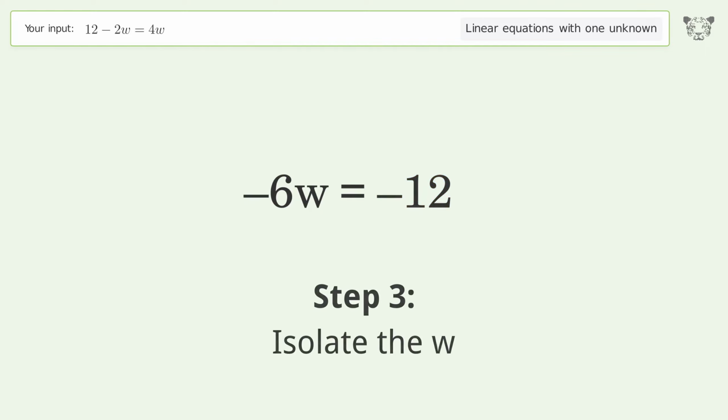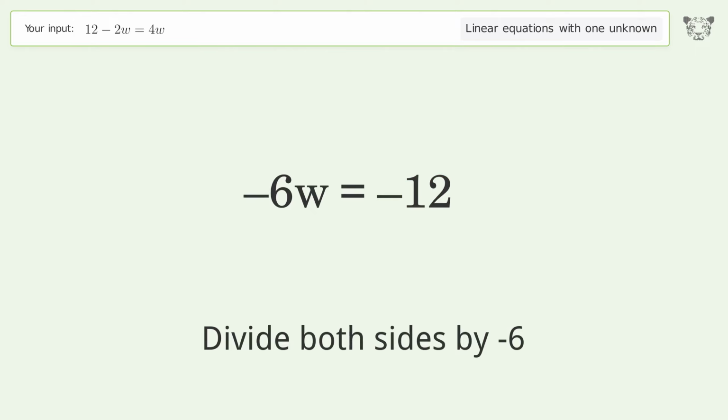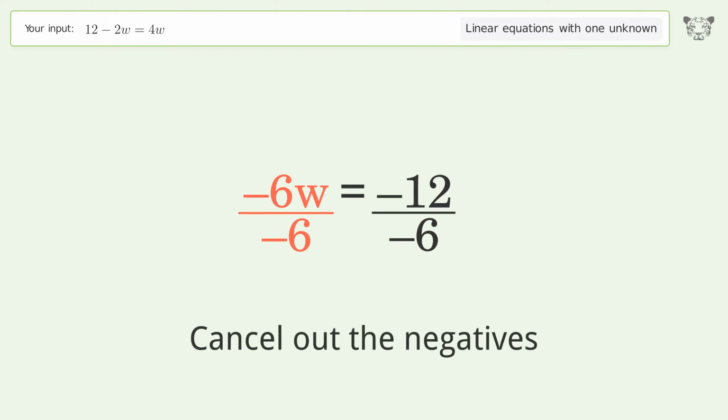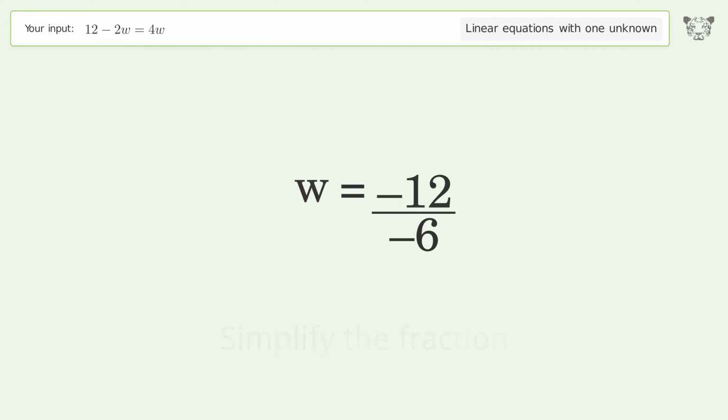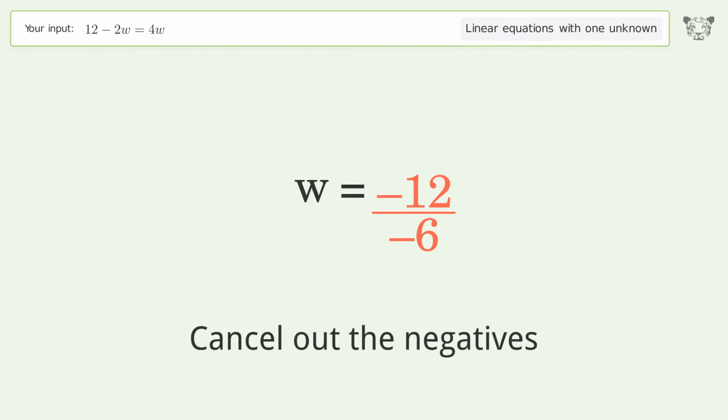Isolate the W. Divide both sides by -6. Cancel out the negatives. Simplify the fraction. Cancel out the negatives.